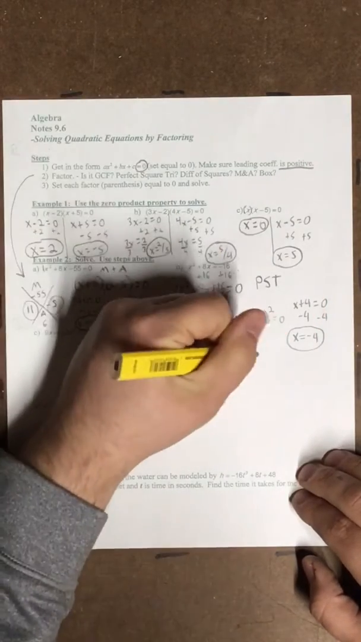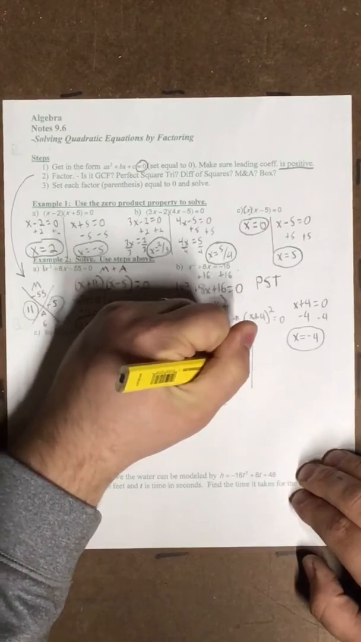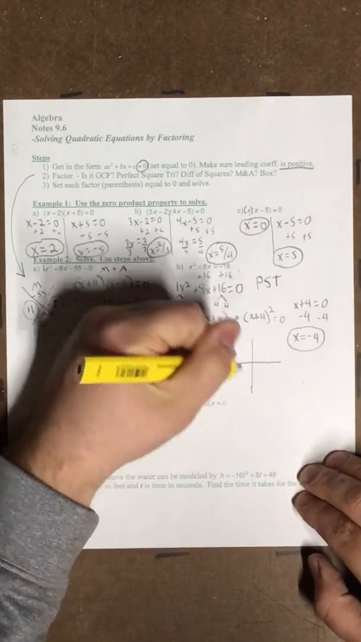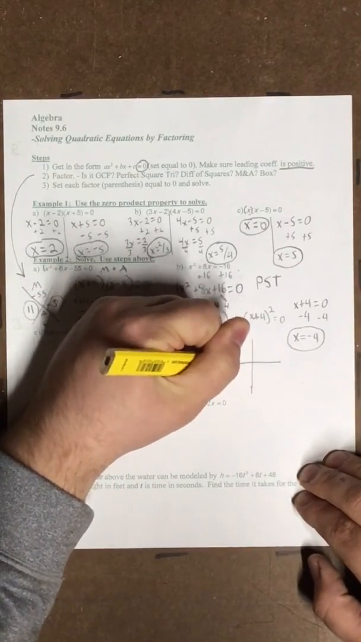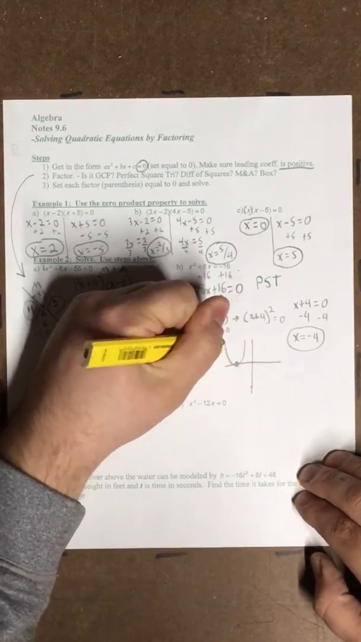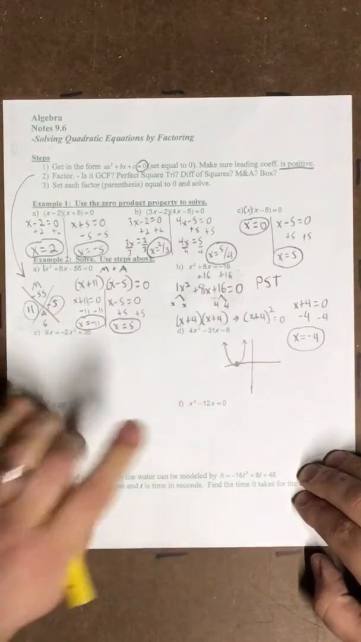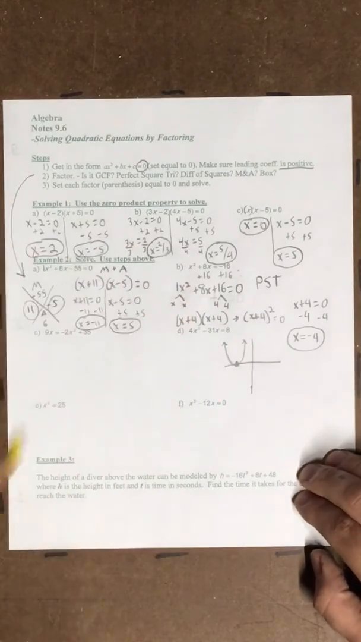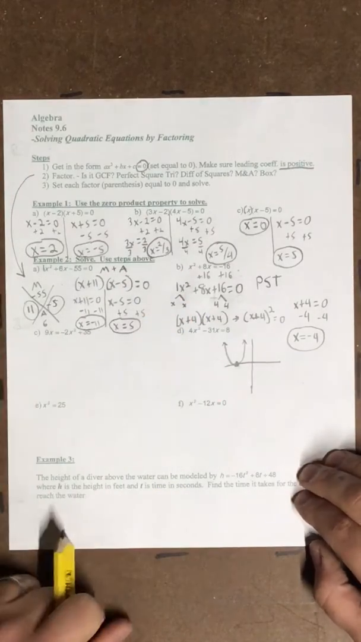Which to me sounds like, if we had a graph for a parabola and the only place it's crossing is at negative 4 here, I'm willing to bet that means that the parabola is going to open up like this because it's only crossing or touching at one point. So our parabola is going to look something like this if we were to graph this. That's how you would do a perfect square trinomial.